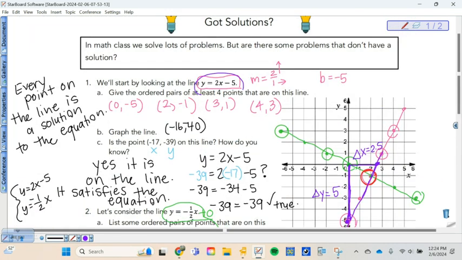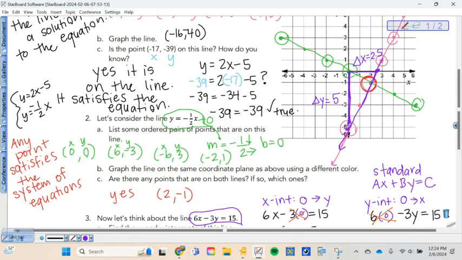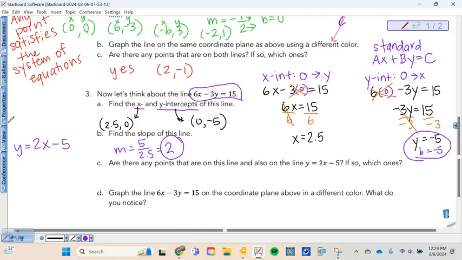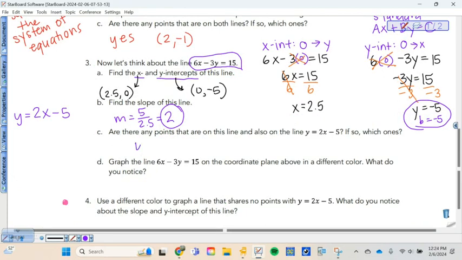So even though they looked different, y equals 2x minus 5 and 6x minus 3y equals 15, they're actually the exact same line. So are there any points on this purple line that are on the pink line? Yeah. How many? Infinitely many. Yes, all of them are the same. They are the same line.